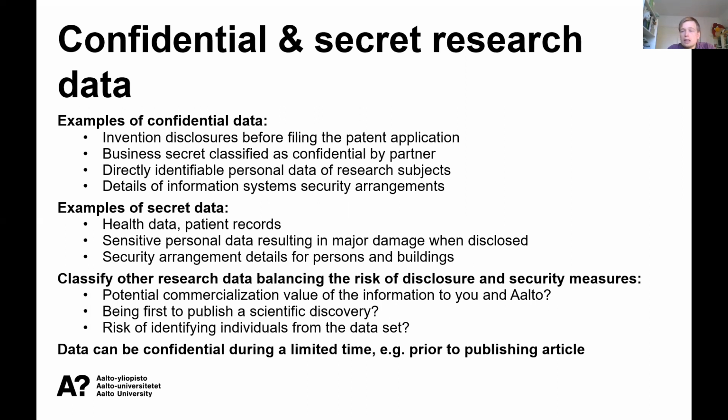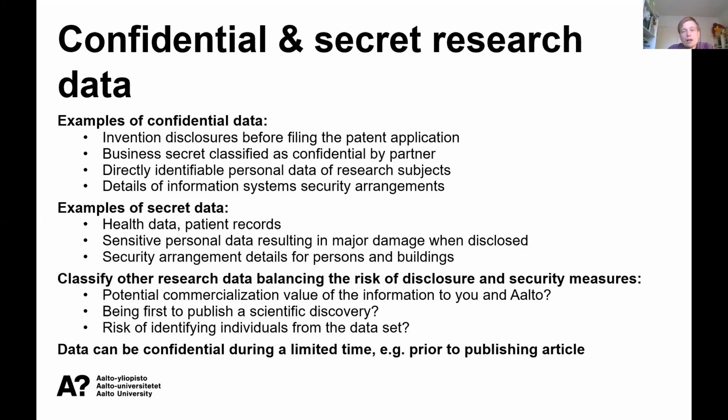And then some details of information system security arrangements, for example, are kept confidential, and only for those information system administrators to know, because that might give some hints to the possible potential attackers about what security arrangements we have in place and what might be the weak points they could target. That's why they should also be kept confidential.